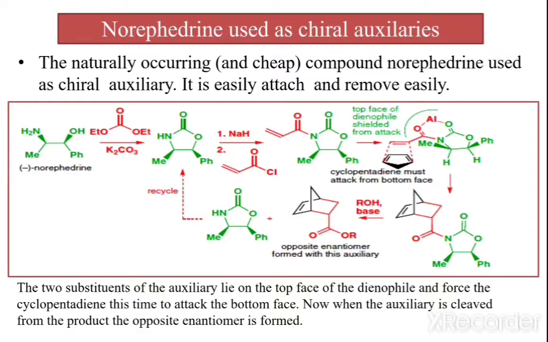So in this way the norephedrine is used as a chiral auxiliary. In this reaction, this is the most important case. That means the reactivity, how the cyclopentadiene reacts. Here the cyclopentadiene reacts from the bottom face, because the presence of these two substituents on the top face shields the position. From the top face there is some steric hindrance. Therefore the cyclopentadiene is attacked from the bottom face, and we get the opposite enantiomer formed with these auxiliaries.